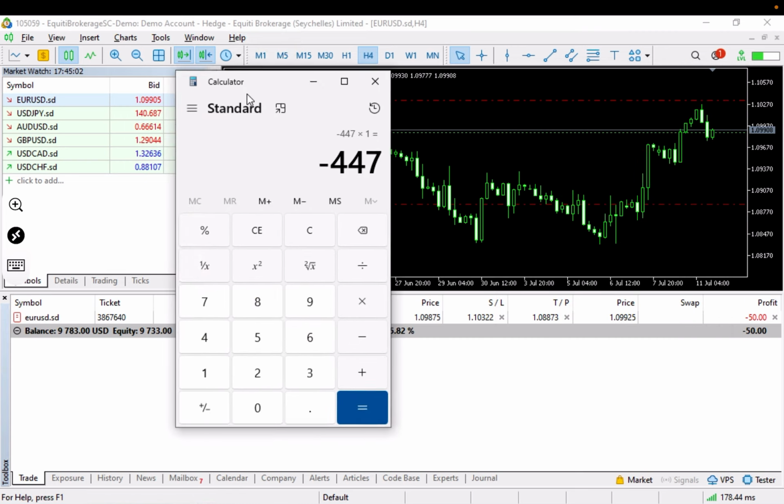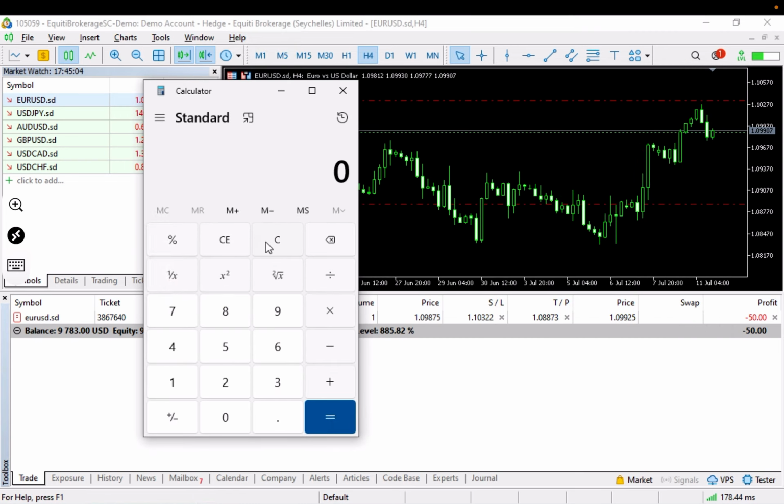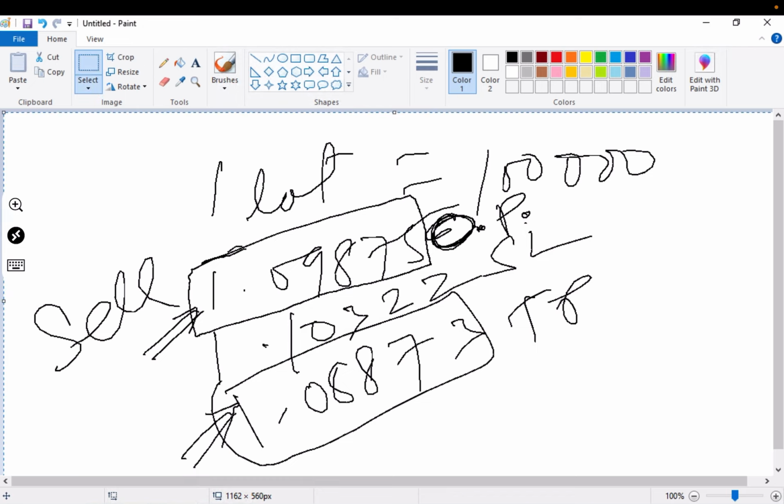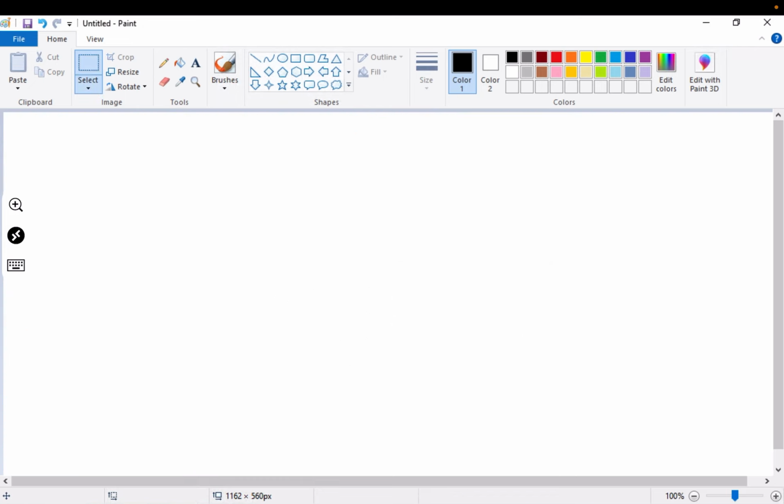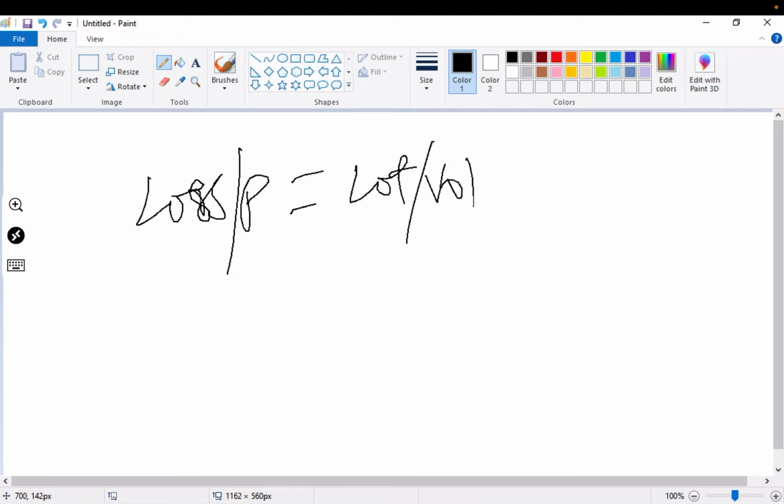If I'm going to win, then the difference is 108,730 minus 109,875, which is 1002 points into the volume. So you now know that your loss or profit can be calculated simply by multiplying your lot size or volume into points.